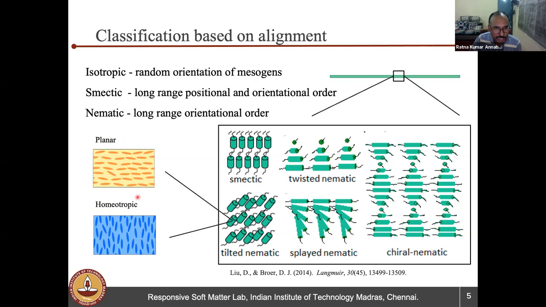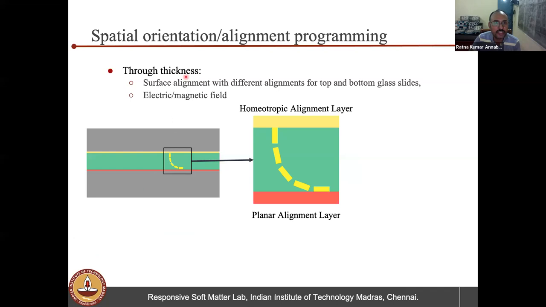and such systems are also called splay nematic oriented systems. Here we can see the orientation alignment. One can actually program these orientation alignments. For instance, the green one is the thin film, and these gray colored surfaces represent the glass slides. You can coat these glass slides with certain orientation alignment materials, such that on the top you can have a planar oriented system or a homeotropic oriented system.